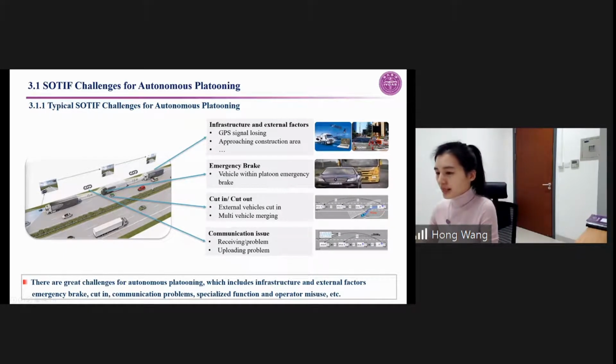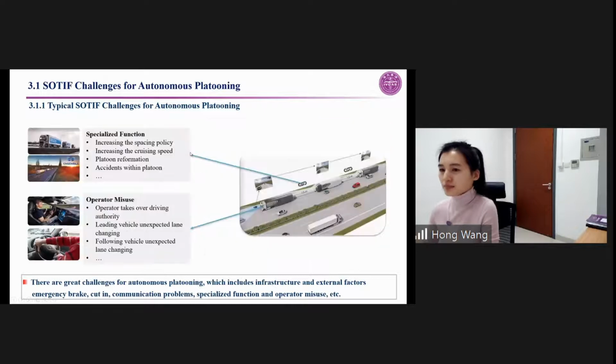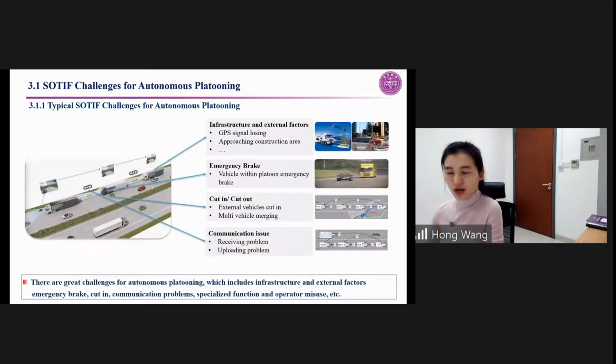And there are some communication issues like time delay, packet dropout, receiving problems, and uploading problems. There are also some other SOTIF challenges like specialized functions, increasing the spacing policy, increasing the cruising speed, platooning reformation, and accidents within the platoon. There are also some causes of SOTIF challenges from human beings, such as operator misuse, the operator taking over driving authority, the leading vehicle's unexpected lane change, and the following vehicle's unexpected lane change. These are all the SOTIF challenges especially for autonomous platooning.